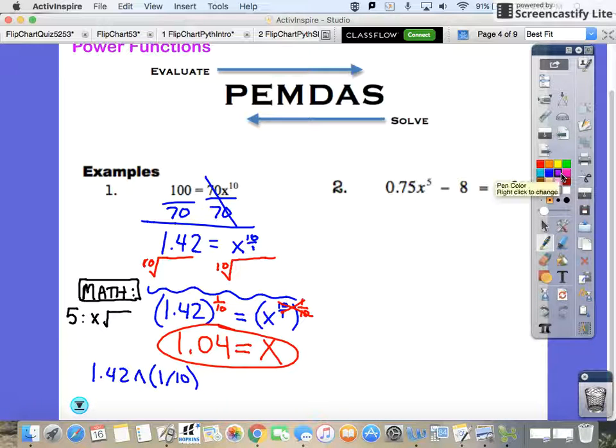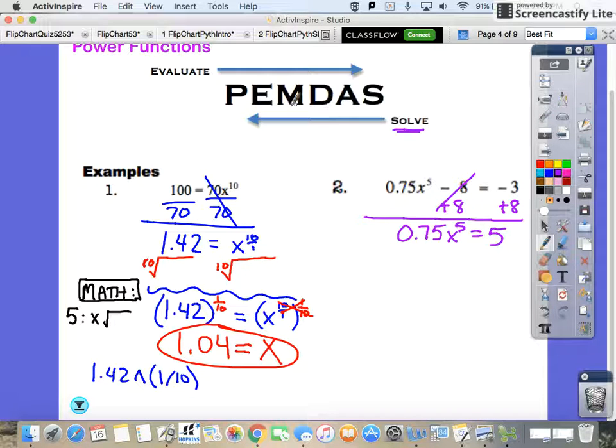For this next example, again, we want to isolate x as much as possible and deal with the power last because we are using SADMEP to solve. So we want to do subtraction or addition first, get rid of this. So add 8 to both sides. We have 0.75 x to the 5th power equals 5 because negative 3 plus 8 is 5.